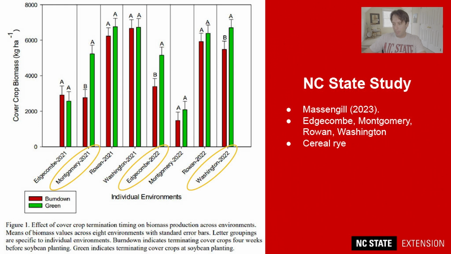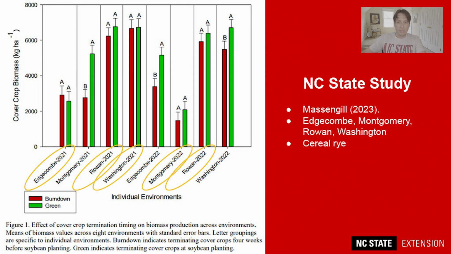For 3 of 8 environments, they saw what you'd kind of expect. The later terminated cereal rye had significantly higher biomass, but that means for 5 of 8 environments, it did not. There was no significant difference in biomass whether they terminated that cover crop a month before soybeans or at soybean planting. So what's happening here?